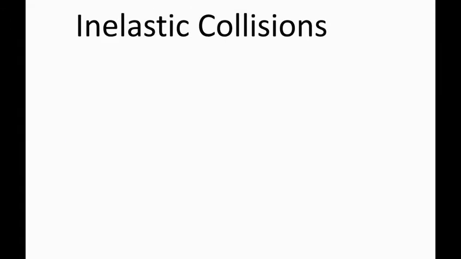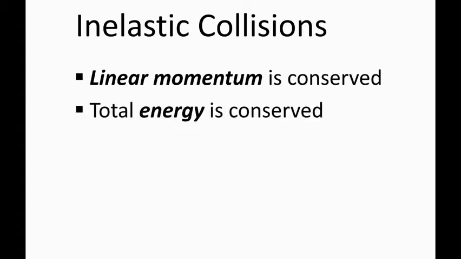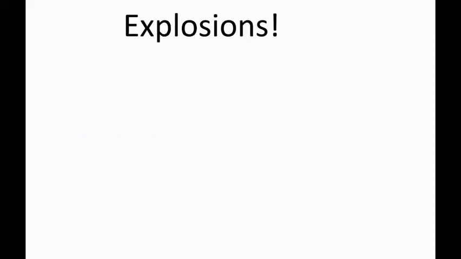Okay. Now, when we're looking at inelastic collisions, linear momentum is still conserved. Total energy is conserved because those are our laws of conservation, but our kinetic energy is not conserved. So our kinetic energy initial is not equal to our kinetic energy final. And that's how we can determine if a collision is elastic or inelastic. If we look at the kinetic energy before and afterwards, and those two are not the same values, then we know that this would be an inelastic collision.